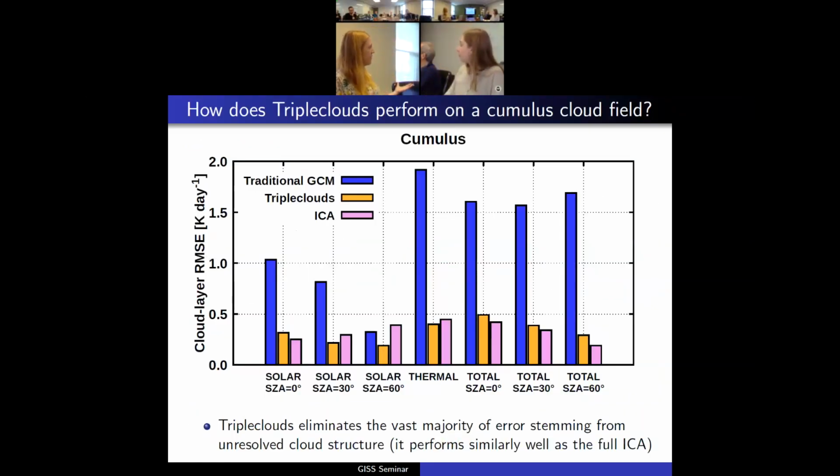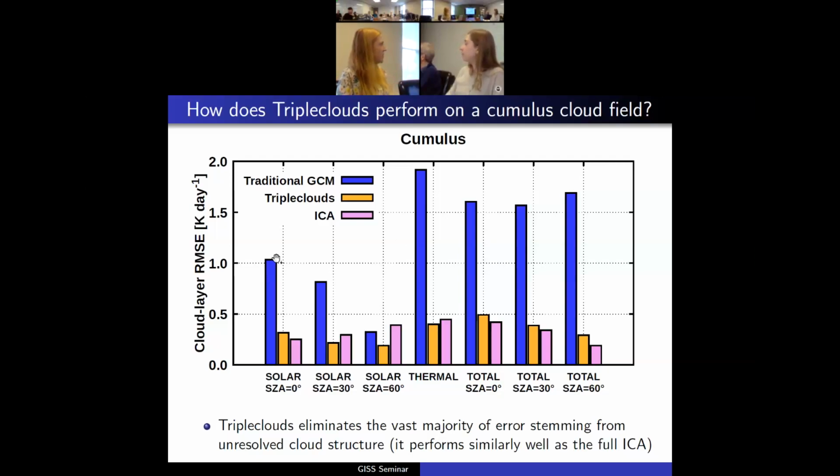This is the root mean square error within the cloud layer for these various experiments. I performed different calculations in the solar part of the spectrum for different solar zenith angles, in the thermal part of the spectrum, and finally I'm showing the error of total heating rate during daytime, the sum of solar and thermal radiation. And yeah, Tripleclouds worked really well in this case. I was really happy with this result.